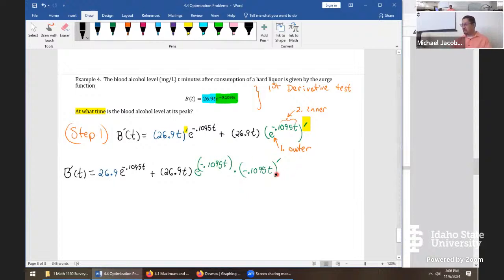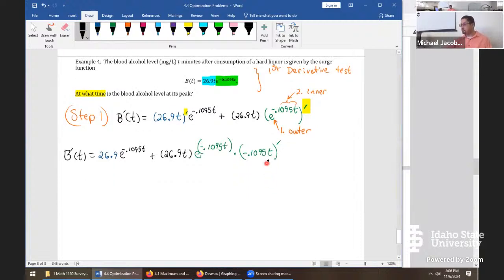One last derivative to go, and we'll have our b prime of t function. I feel like we should pause at this step though. Any questions at the moment with where we're at? Okay, well, let's keep on going.